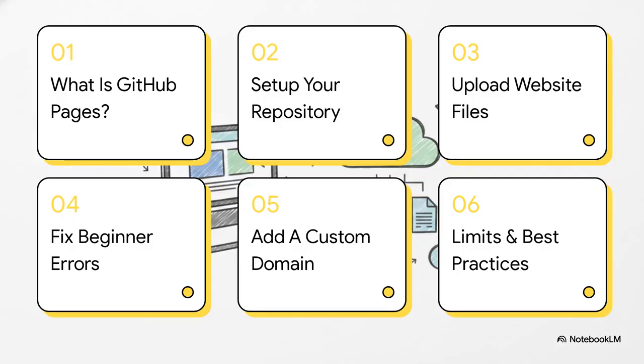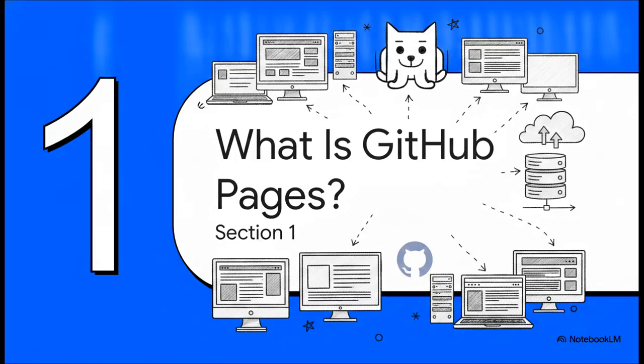To keep everything incredibly simple and avoid totally overloading you with info, we are going to briskly break this journey down into 6 bite-sized phases. We'll cover what GitHub Pages actually is, setting up your repository, uploading your files, fixing common beginner errors, adding a custom domain, and finally, limits and best practices. Super straightforward process, so let's get right into it. Let's kick things off with Section 1.